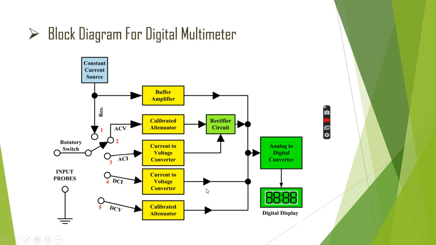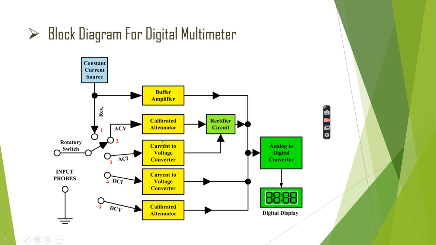If we connect an AC voltage across the input probes, when we keep the rotary switch on position 2, the voltage is attenuated if it is above the selected range and then rectified to convert it into proportional DC voltage. It is then fed to AD converter to get the digital display in volts. Current is indirectly measured by converting it into proportional voltages.